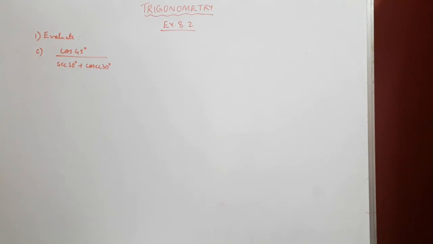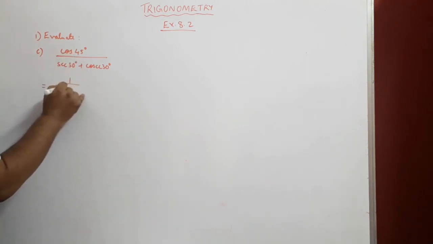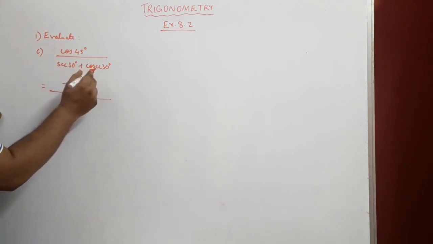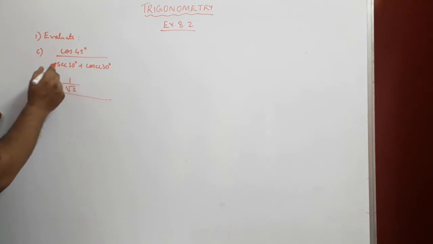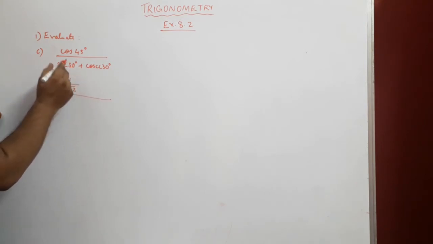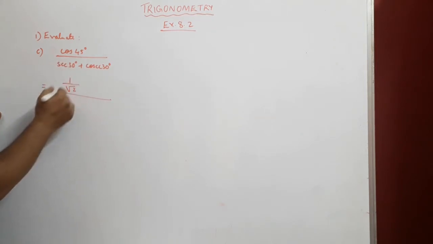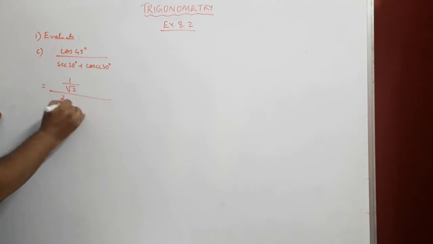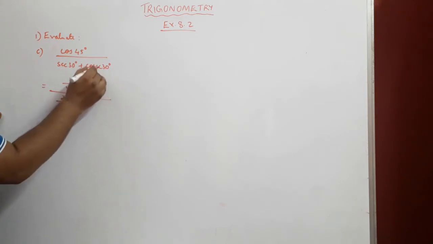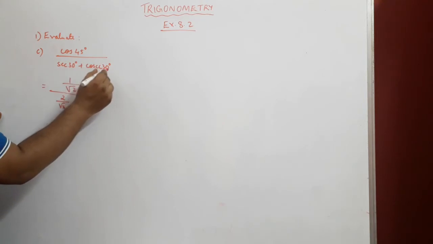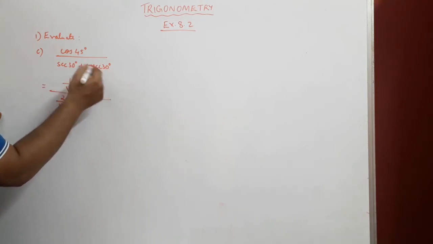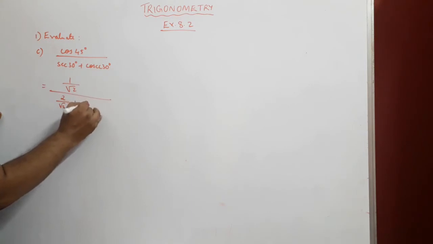The next problem is cos 45 degrees upon sec 30 degrees plus cosec 30 degrees. Cos 45 degrees is 1 upon root 2. The way I remember sec 30 degrees or cosec 30 degrees is sec is opposite of cos. So cos 30 degrees is root 3 upon 2, so sec 30 degrees has to be the reciprocal of that, which means 2 upon root 3. And cosec 30 degrees is the reciprocal of sin 30 degrees. Sin 30 degrees is half, which means cosec has got to be 2.